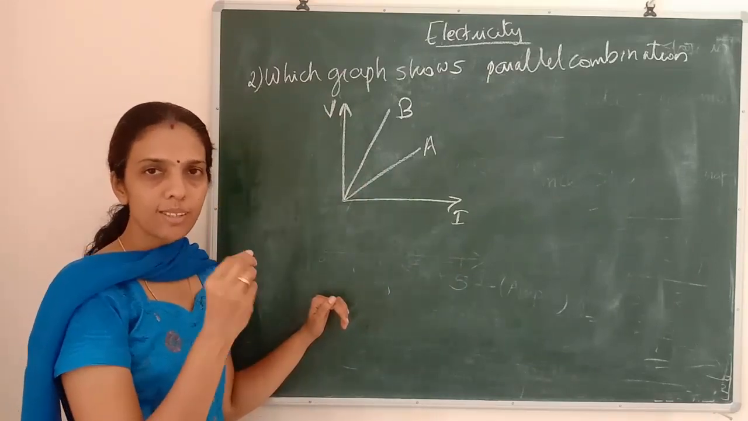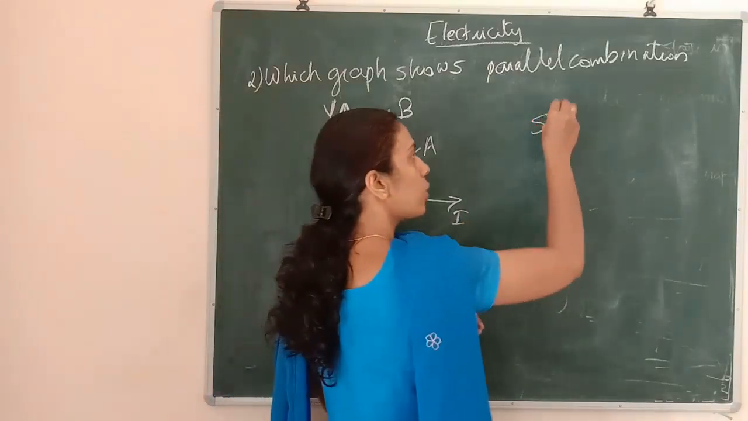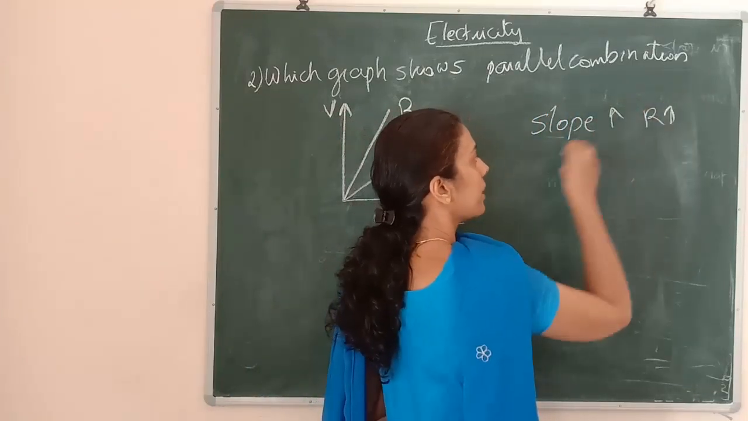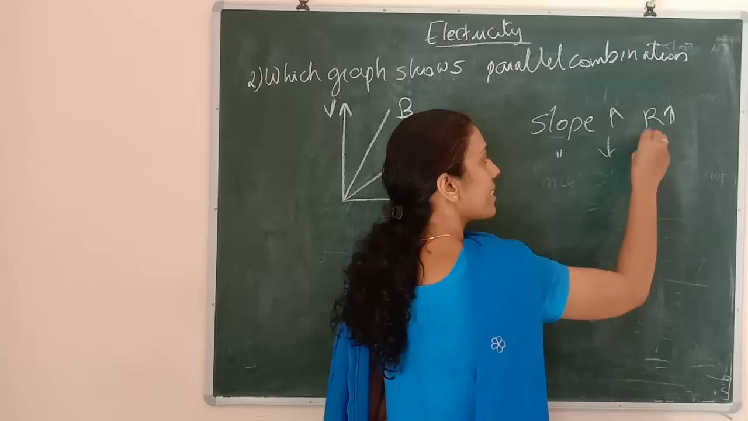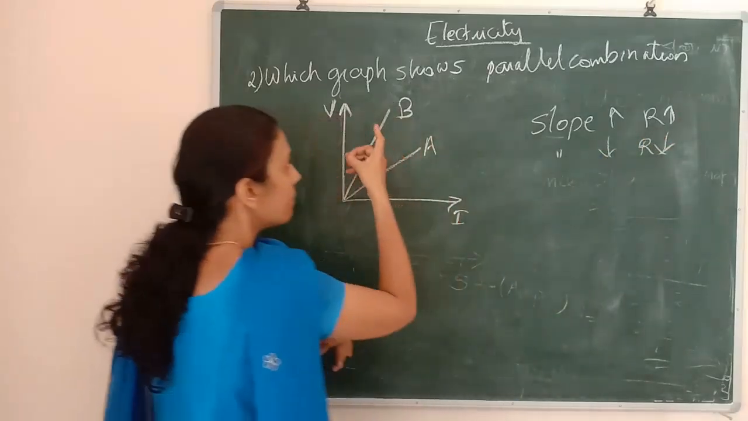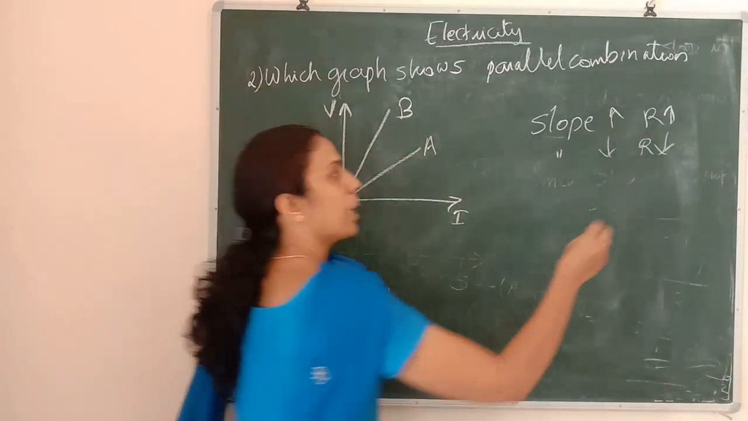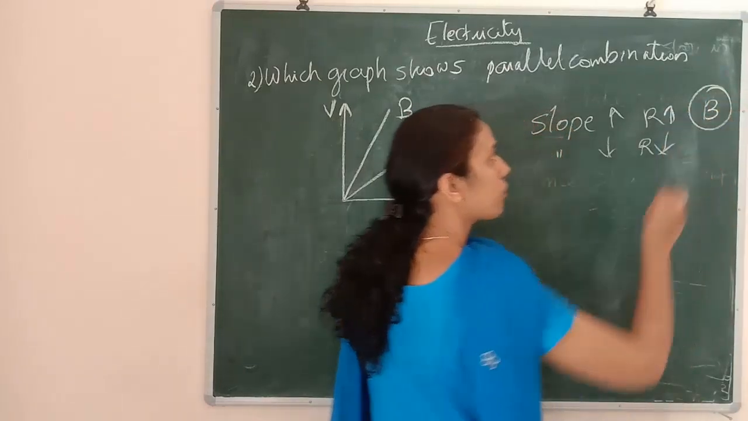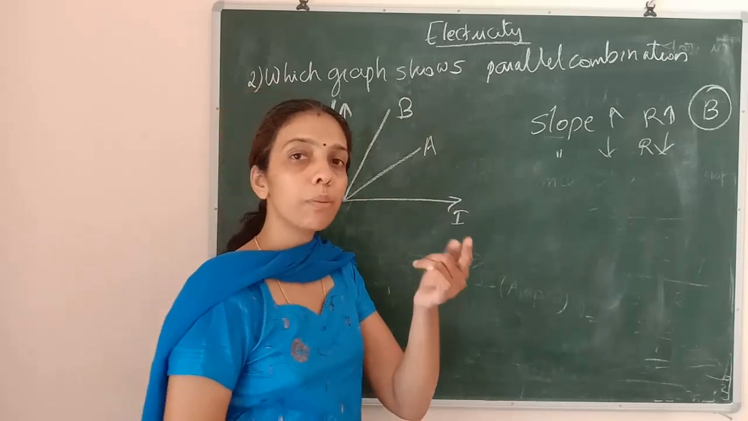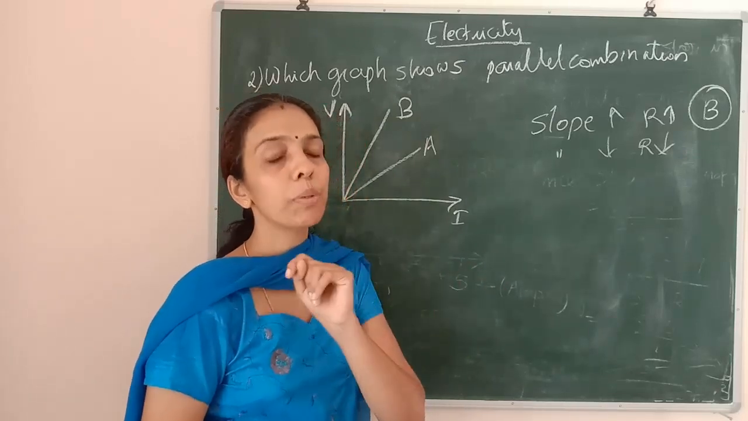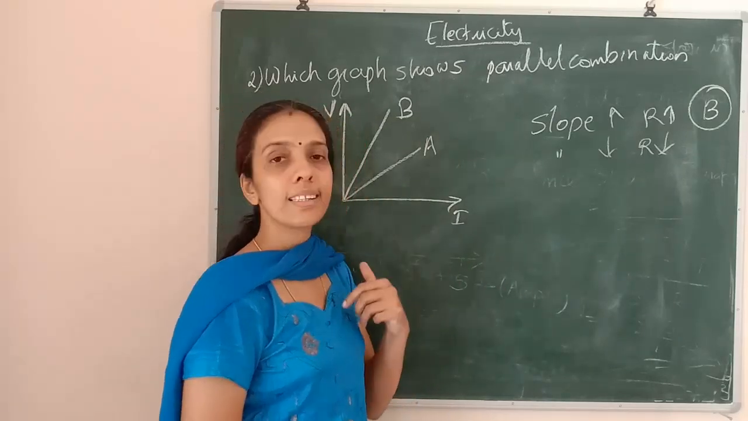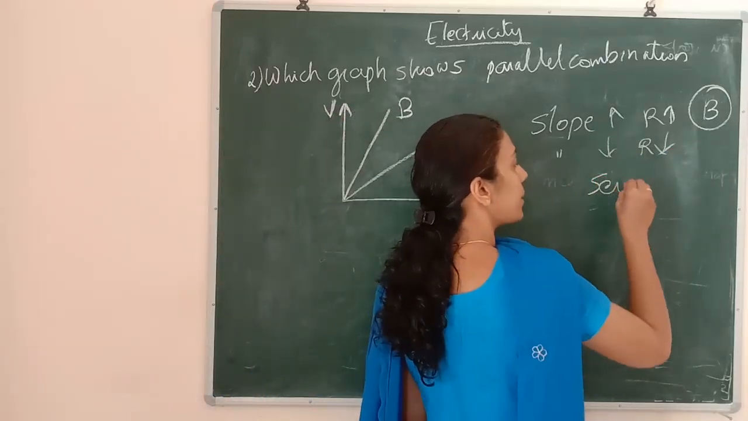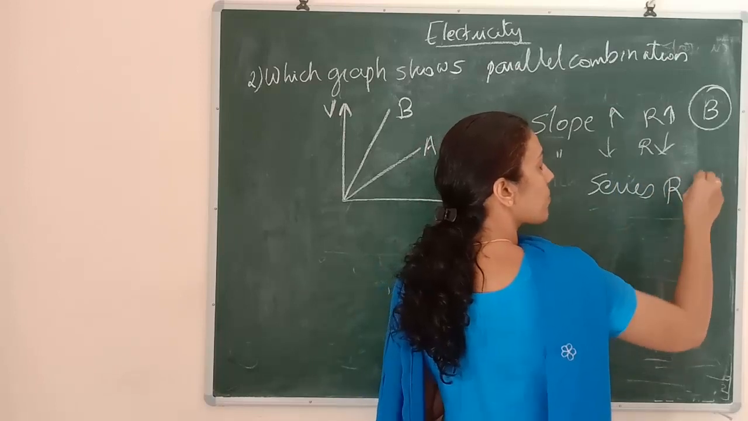By finding out the slope. If the slope is more, then the resistance will also be more. If the slope is less, the resistance will be less. So here which has more slope? Yes, B has more slope, so resistance is more for B. Which one, parallel or series, will have more resistance? Series will have the more resistance.